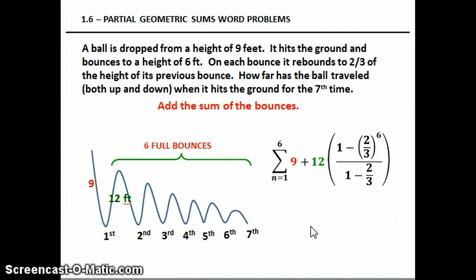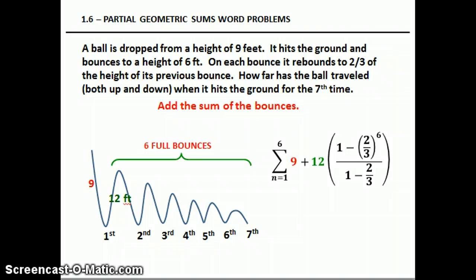So we have to put everything in our equation. We now know that k equals 6 full bounces. We have our 9 for the end. We have our u sub 1 for 12. Our common ratio is 2/3. And since our k is 6 up here, it's also 6 up here.